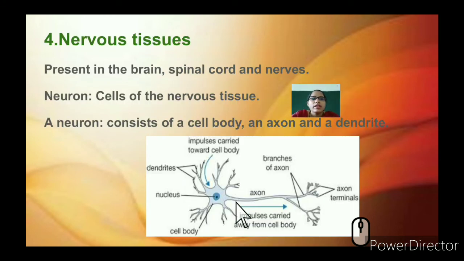The next type of animal tissue is the nervous tissue. It connects from the brain to the spinal cord and the nerves throughout our body. You can see the diagram of the neuron here. So what is a neuron? There are millions of neurons present in our body. These are the cells of the nervous tissue. They send messages or signals to our brain, and based on that we act.